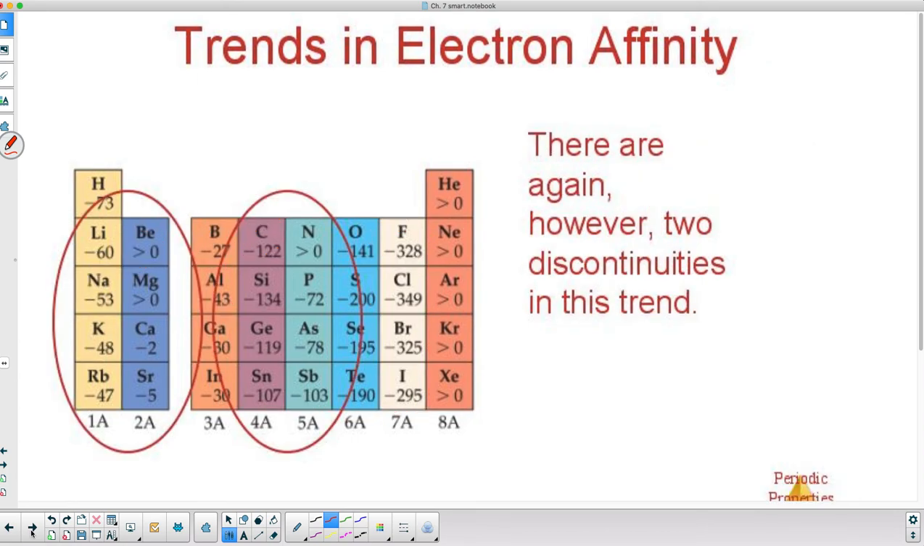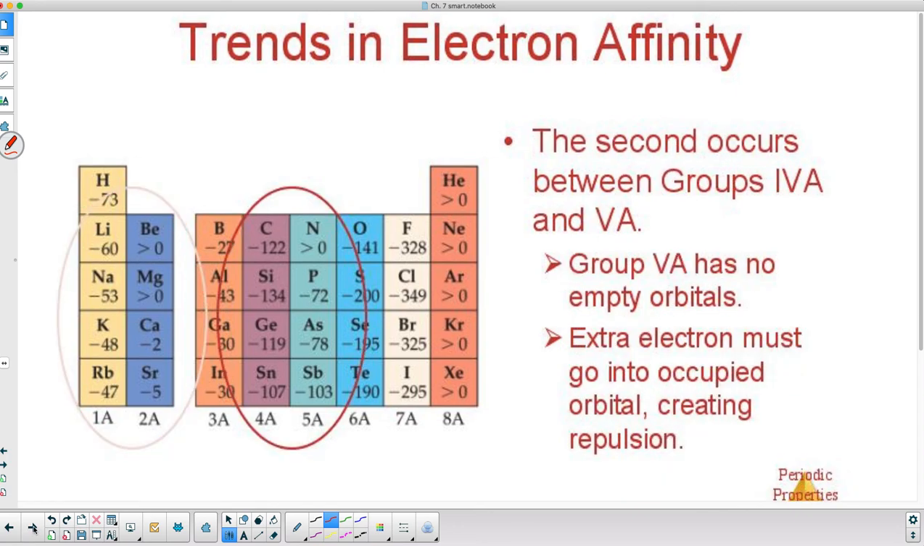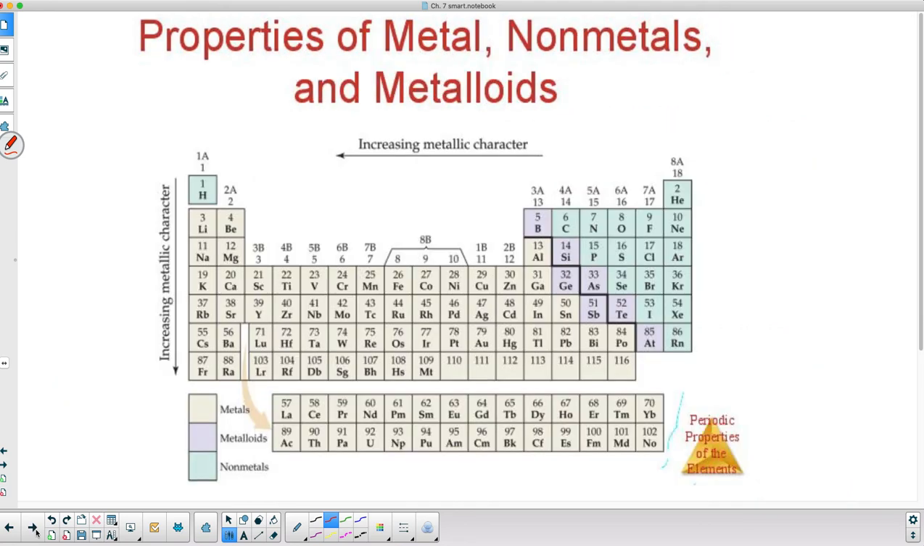So electron affinity, again, has discontinuities in this trend, and I just showed them to you. The first occurs between groups 1A and 2A. Added electrons must go into p orbitals, not s orbitals. Electrons are further from the nucleus and feel repulsion from the s electrons. That's good stuff. The second occurs between groups 4A and 5A. Group 5A has no empty orbitals, and the extra electron must go into an occupied orbital, which is why you see that change.